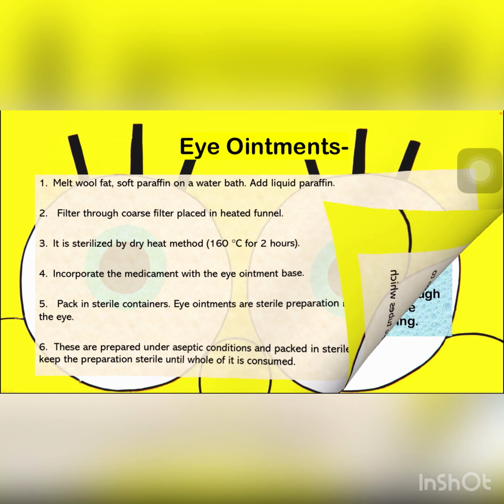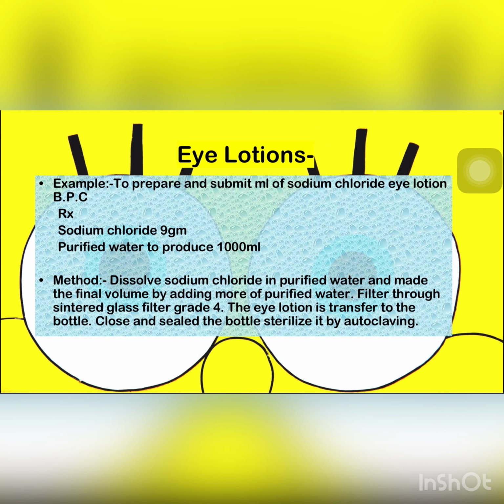Next is the preparation of eye lotion. For example, we have to prepare and submit sodium chloride eye solution BPC. Rx: sodium chloride 9 gram, purified water to produce 1000 ml. Method: dissolve sodium chloride in purified water and make the final volume by adding more of purified water. Filter through sintered glass filter grade 4. The eye lotion is transferred to the bottle. Close and seal the bottle and sterilize it by autoclaving.